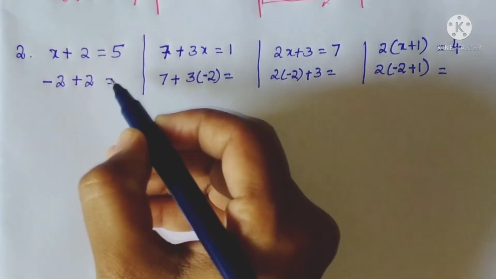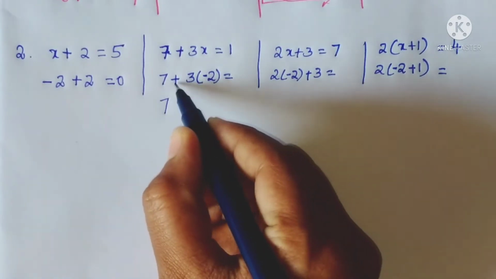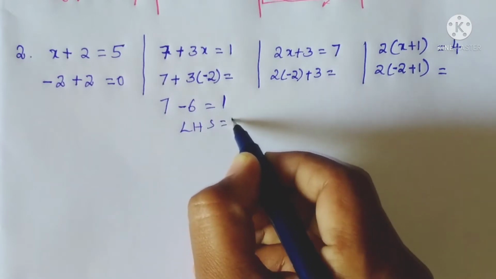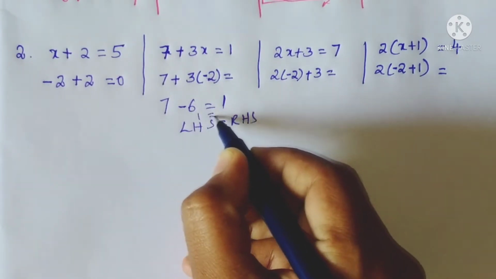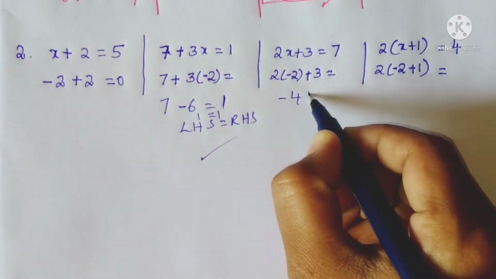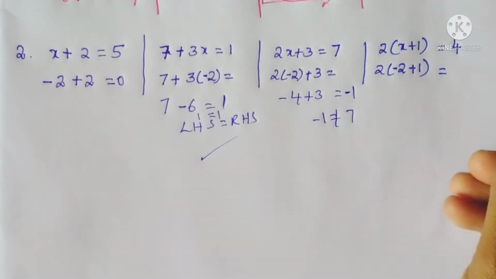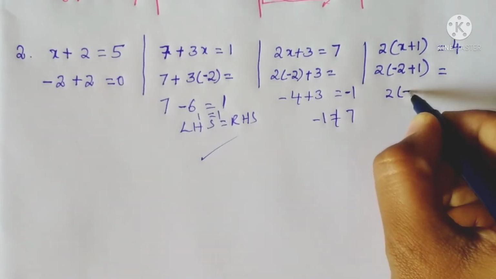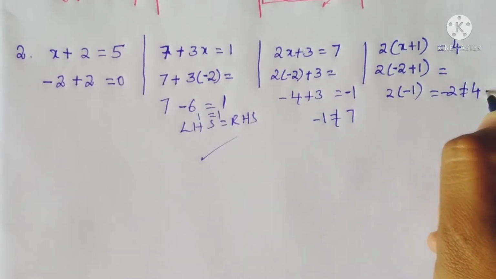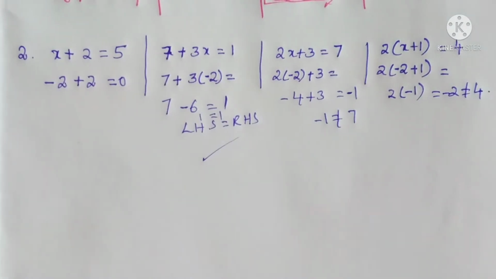Okay, see -2 plus 2, 0. And 3 into -2, -6, plus into minus. So 7 minus 6, 1. LHS equals RHS here. 1 equals 1. So option B is the correct one. So -4 plus 3. It is -1. So -1 not equal to 7. And 2 into -1, that is -2, not equal to 4. Okay, so option B is the correct one.